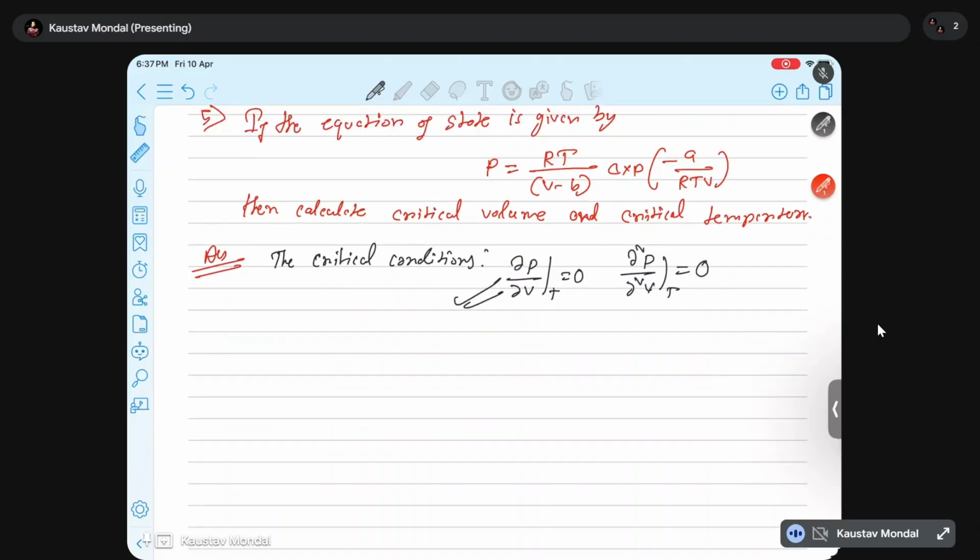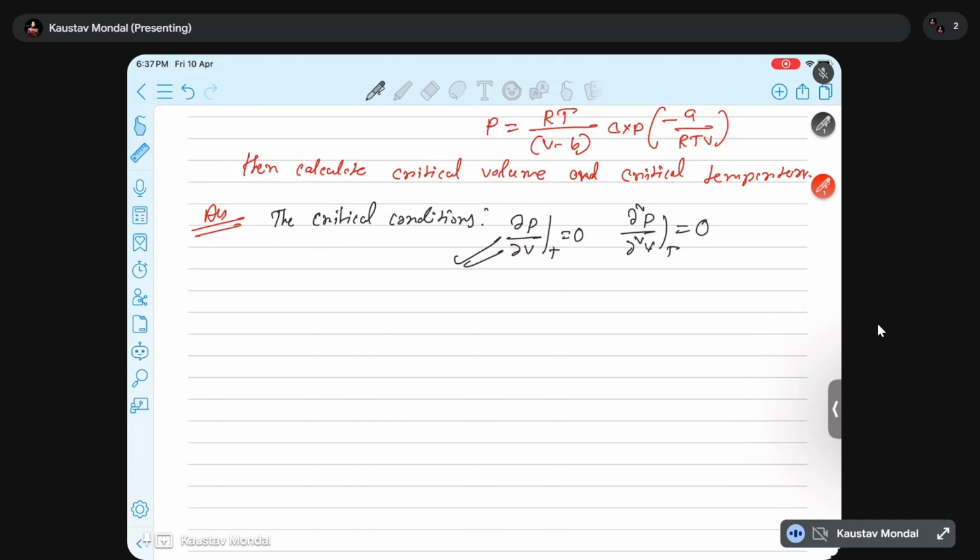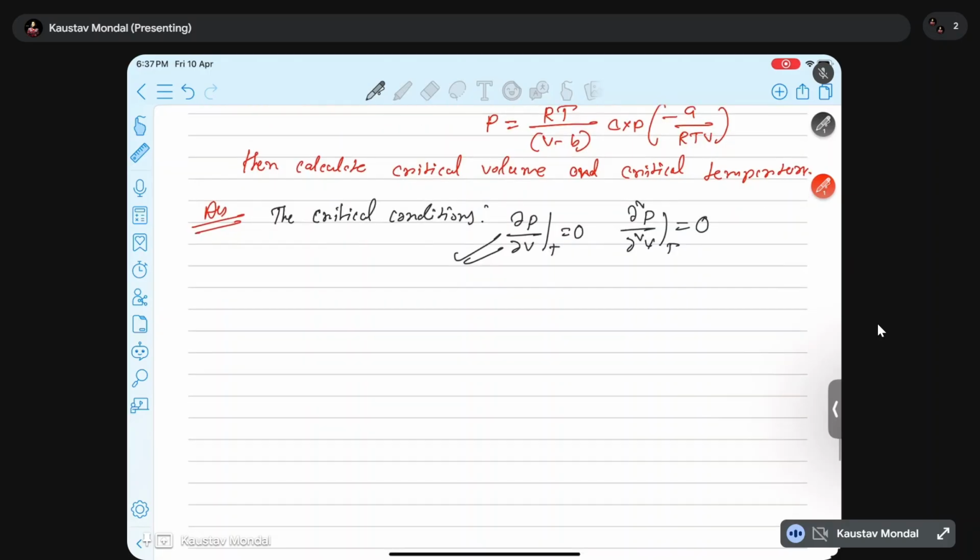Okay, so if you substitute the gas equation in the first condition, before that let's simplify the expression a bit. So instead of P, let's take ln P. Okay, ln P, so there will be no exponential term, so the calculation will be pretty easy. So ln P will be ln RT minus ln (V minus b) minus a/RTV.